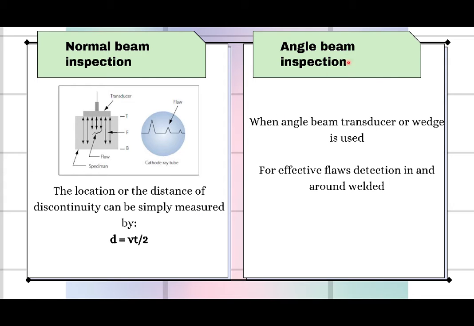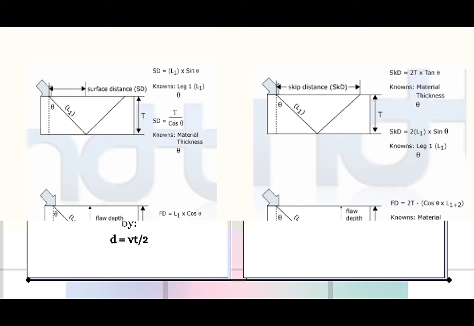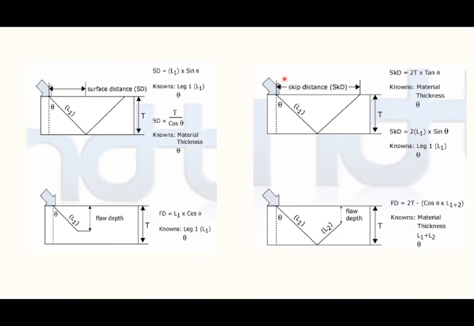Angle beam inspection is done when an angle beam transducer or wedge is used. It is for effective flaw detection in and around welding. This is how we calculate the flaw depth for angle beam inspection.